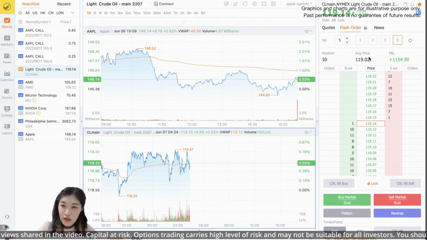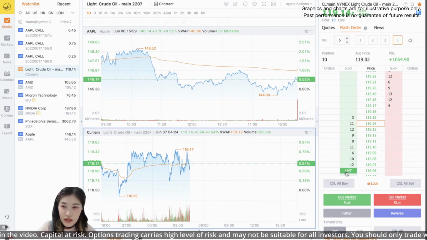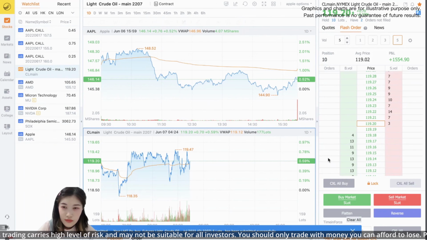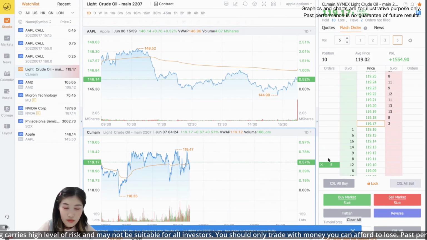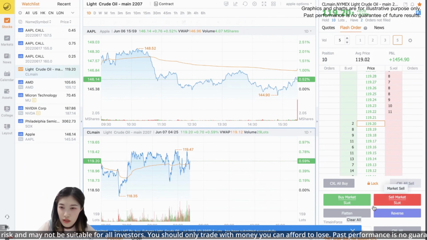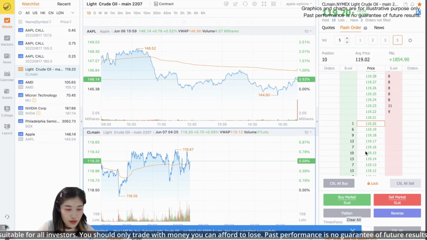Now, for limit orders, as you can see, we have a list of prices here, and you can select the price you want and click on confirm. If your orders are not filled yet, you should see it in the orders column. You can always click on it if you want to cancel, or you can use cancel buy, cancel sell, or cancel all. As you see, the orders are moving really fast.